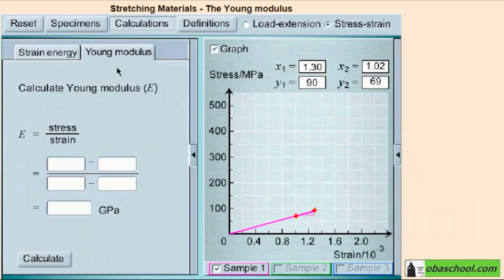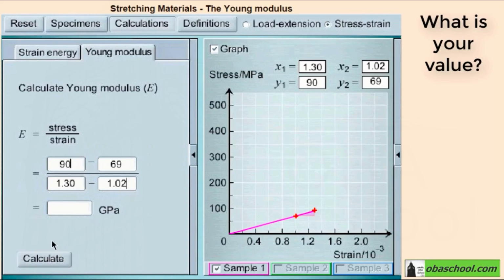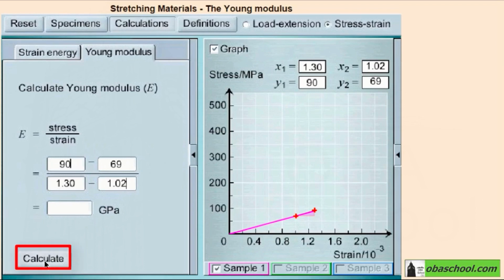Let's click Calculate to use this panel that will help us calculate Young modulus using the data from the graph. So the Young modulus equals stress divided by strain. We will substitute the values of y1, which equals 90, minus y2, which equals 69, divided by x1, which equals 1.3, minus x2, which is 1.02. So what's your value? We will click on Calculate to check the answer. So the Young modulus equals 75 gigapascal.